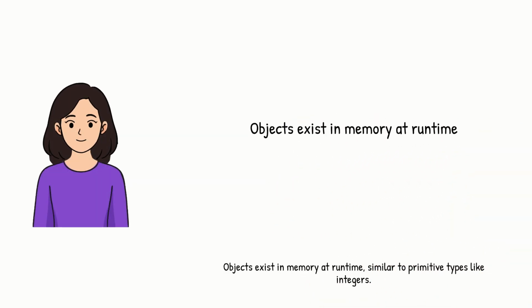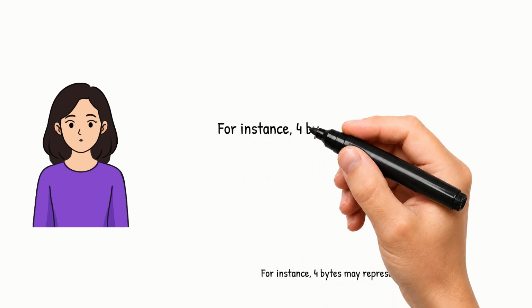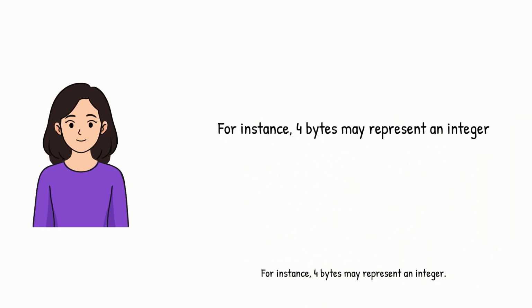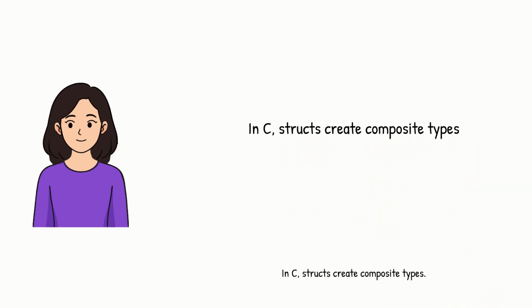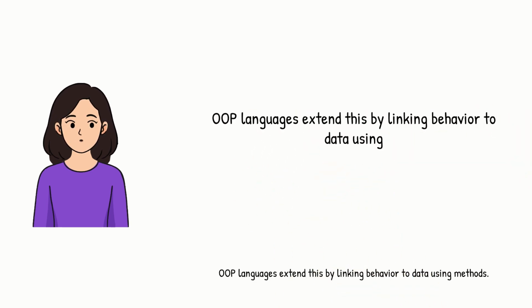Objects exist in memory at runtime, similar to primitive types like integers and floats. For instance, 4 bytes may represent an integer while 8 bytes hold a floating point number. In C, structs create composite types. OOP languages extend this by linking behavior to data using methods.